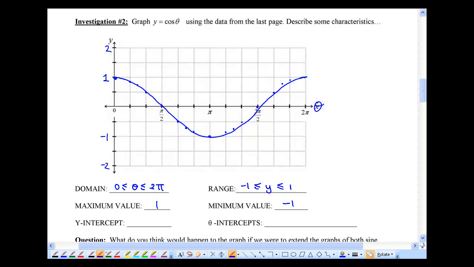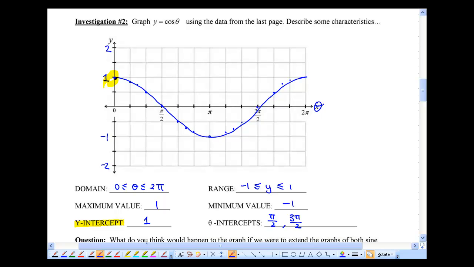The intercepts are a little bit different though. The y-intercept here is equal to 1. That's where it crosses the y-axis, right? And the theta intercepts are also different. They're at pi over 2 and 3 pi over 2. Okay?